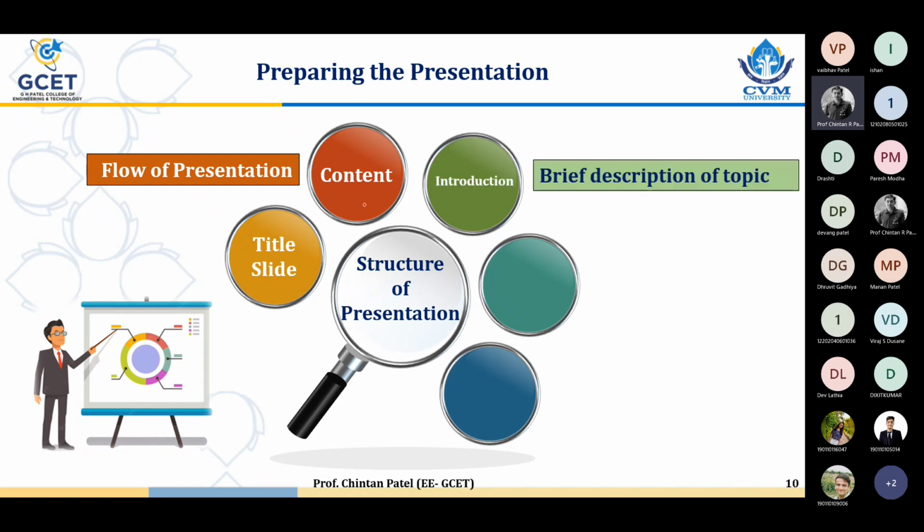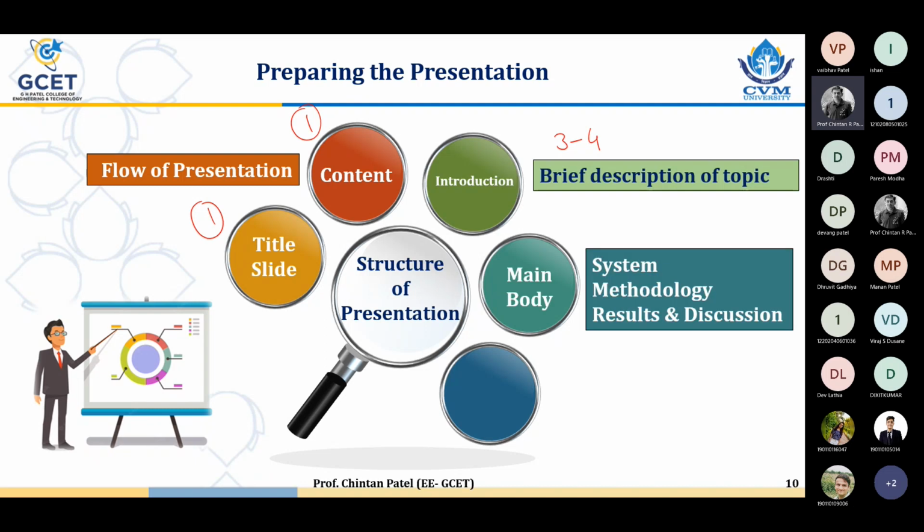The third part is introduction of the presentation. This introduction must be a brief description about the topic, and it should include basic introduction, its advantages, disadvantages, and any other relevant point. And this introduction must be maximum 3 or 4 slides, not more than that. One title slide, one content slide, and 3 or 4 slides of brief description of the topic.